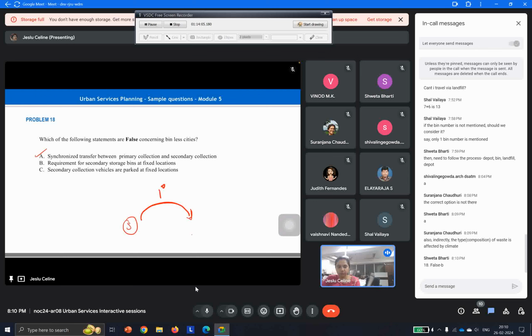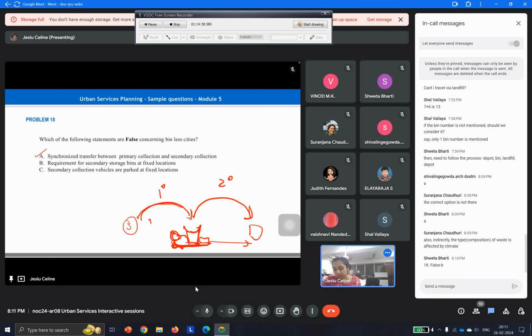Shweta says B is false. Yes, so let's come to that. Then from this point, when we take it to another storage facility, now this becomes secondary. Usually what happens is there is a bin kept over here. Now, for a binless city, how is this done? Instead of a bin, it's a vehicle. That vehicle moves and then transfers. So there's no bin kept, but it's a vehicle itself waiting to transfer.